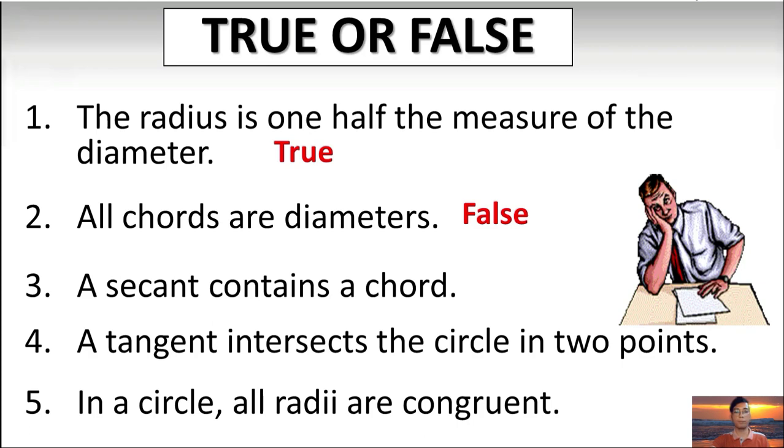Number 3, a secant contains a chord. That is true. Number 4, a tangent intersects the circle in 2 points. So, pag 2 points, it's not a tangent. It's a secant, right? So, the answer is false. And number 5, in a circle, all radii are congruent. Number 5 is true.